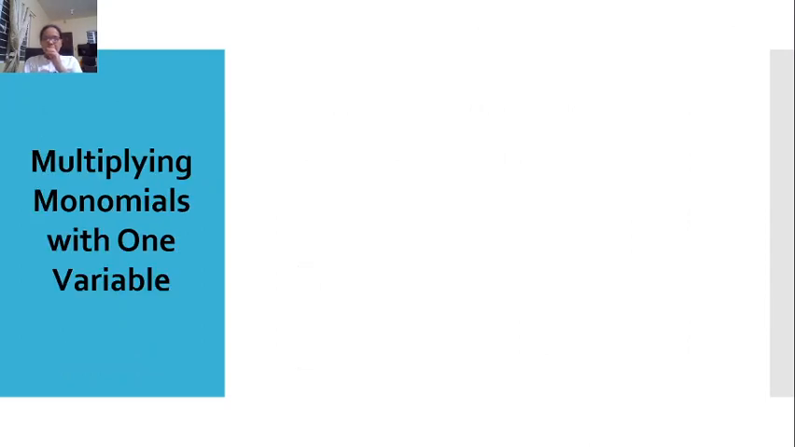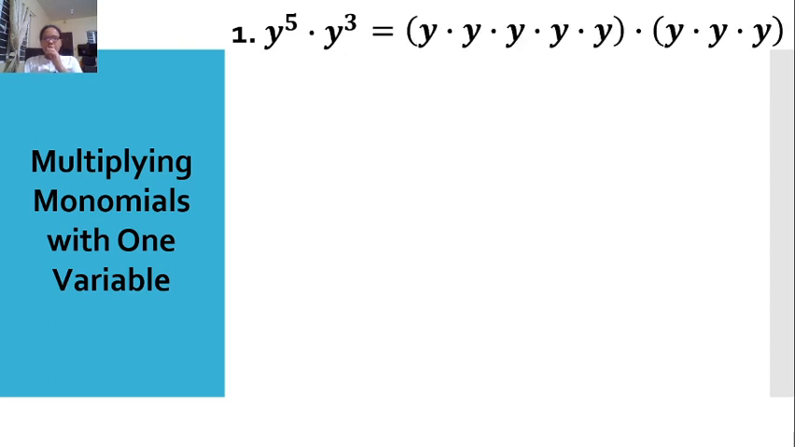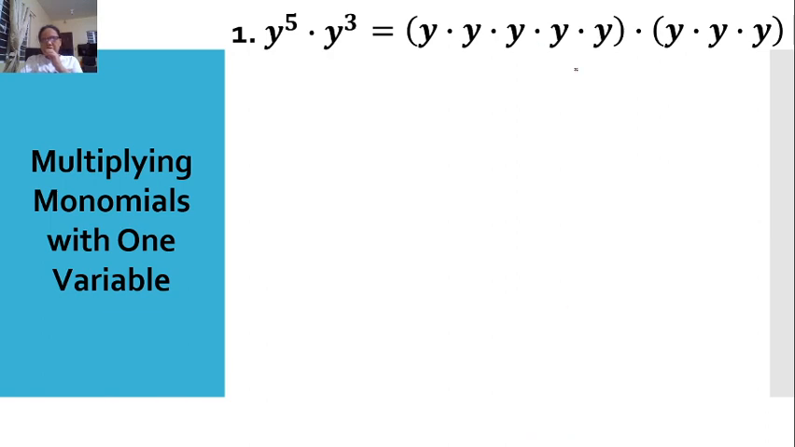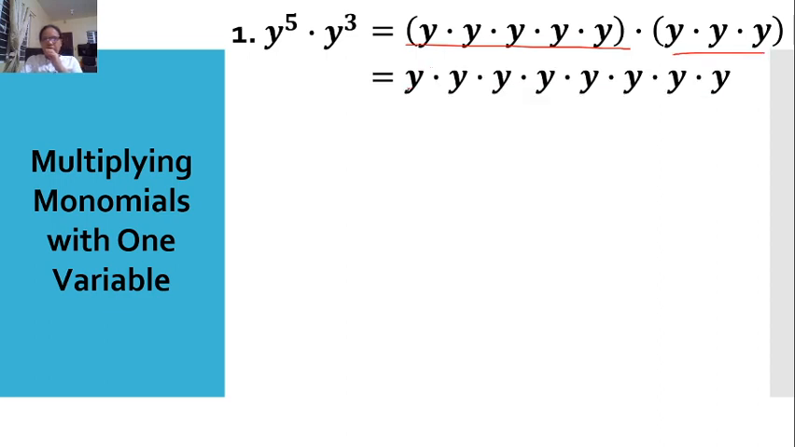How do we multiply monomials with one variable? For example, if we're given y to the fifth times y cubed, that means for the first factor, there are 5 y's, and for the second factor, there are 3 y's. So when you combine the two, let's count the number of y's. 1, 2, 3, 4, 5, 6, 7, and then 8. So there are 8 y's, which is y raised to 8.